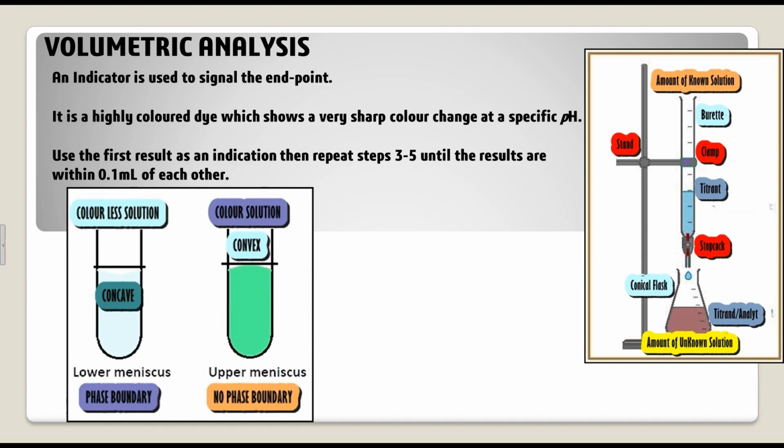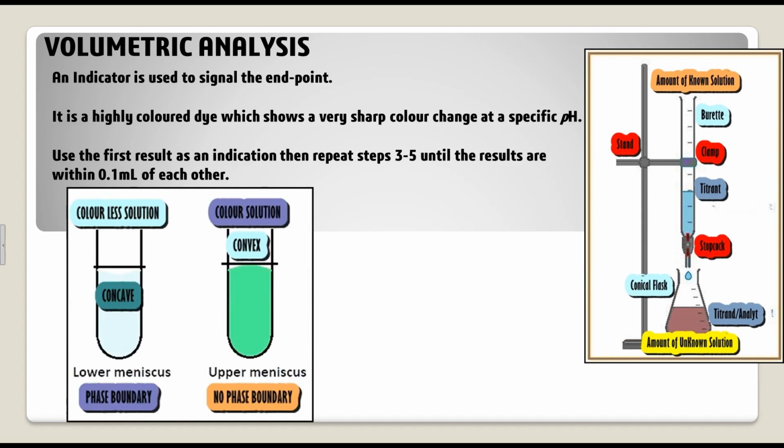What is the use of an indicator? An indicator is used to signal the end point. It is a highly colored dye which shows a very sharp color change at a specific pH. Why? Because an indicator like phenolphthalein is pH specific.